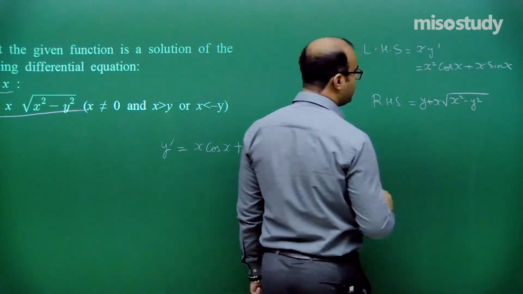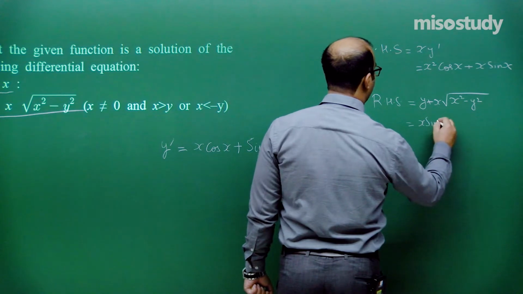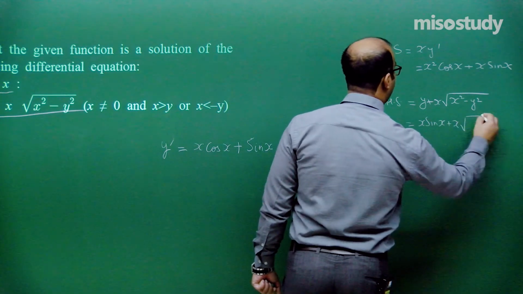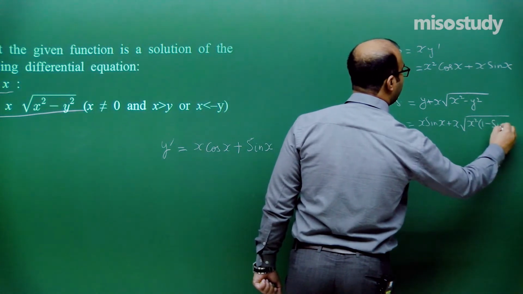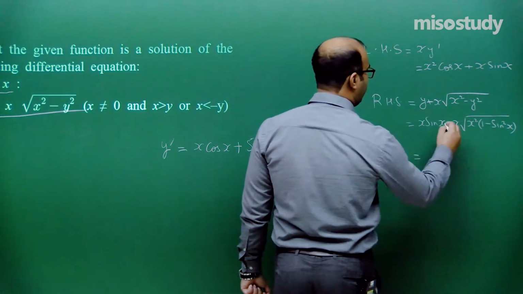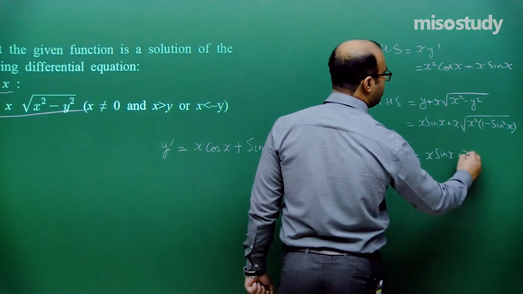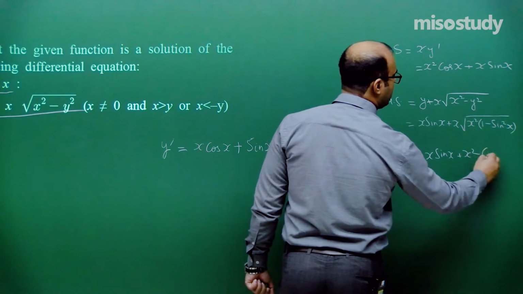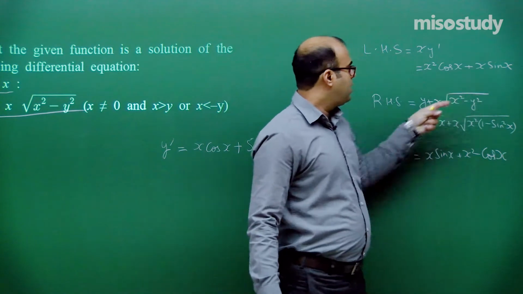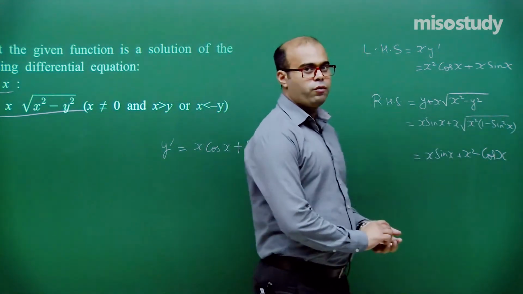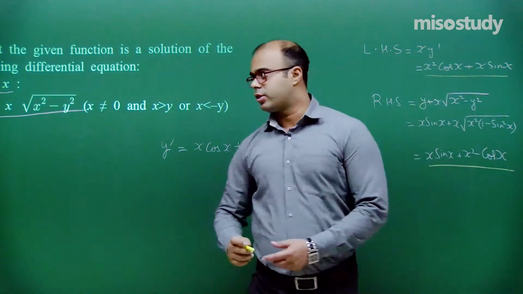Now we know that y is equal to x sin x. So we can say this is x sin x plus x root over x square minus x square sin square x. So x square I am taking common, this will become 1 minus sin square x. Can we write it as x sin x plus, this x will come outside, this will become x square. 1 minus sin square x is cos square x, so this will become cos x. So can we say that the left hand side and the right hand side are equal? Yes, of course these two are equal: x sin x plus x square cos x, x sin x plus x square cos x.